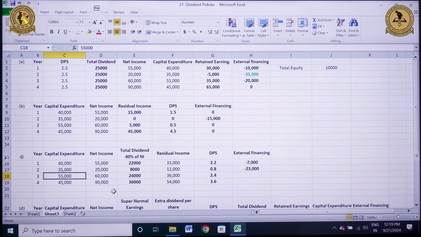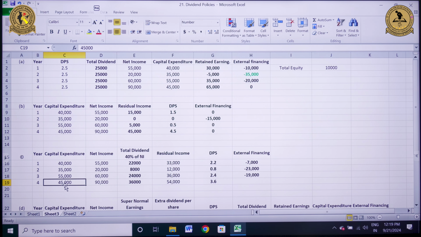In year 3, the capex requirement is 55,000. However, the residual income is only 36,000. So external financing equals residual income minus capex. It comes out to be 19,000.